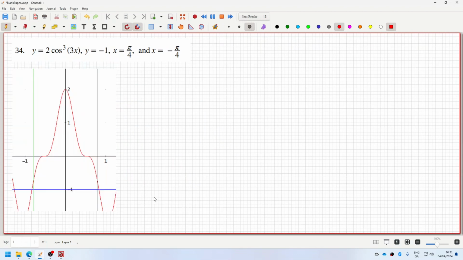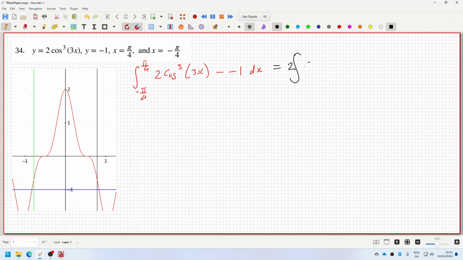I guess the good news is it's even, it's a symmetric function. So it would just be the integration from minus pi over 4 to pi over 4. The upper function, which is the 2 cos cubed 3x, minus the lower function, which is -1. So basically, I need to integrate. I just won't write the limits in again.